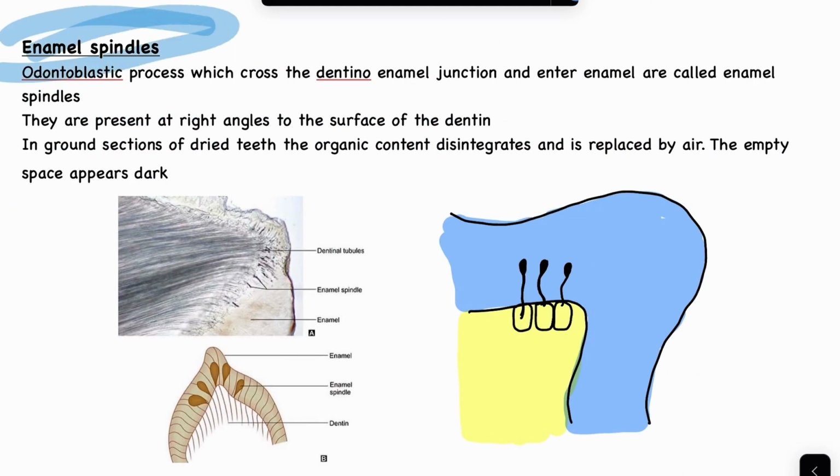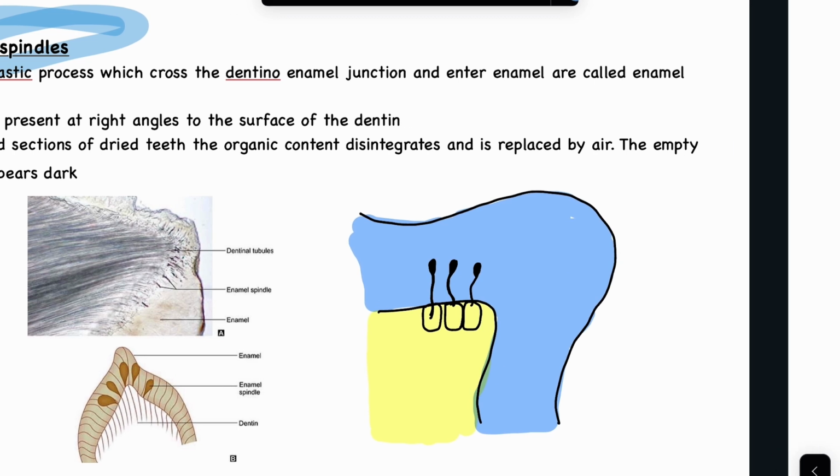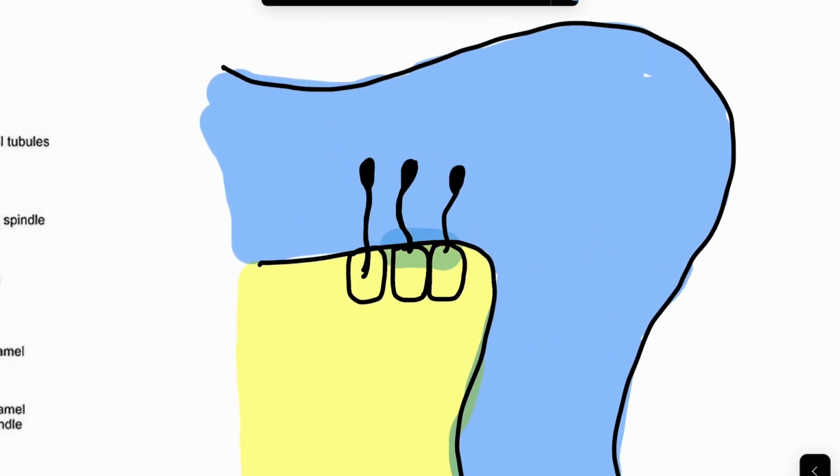Now enamel spindle, the last topic. What are enamel spindles? I'll explain the concept first. So look at this diagram. This is an odontoblast. These are odontoblasts. What are odontoblasts? They are dentine forming cells. This is what they look like. This is the cell, and they have this extension. An extension is also called a process.